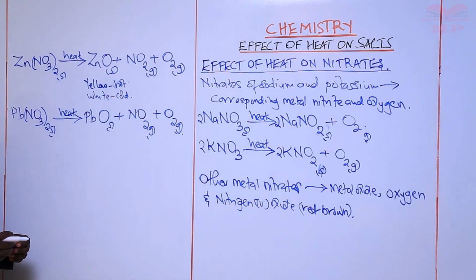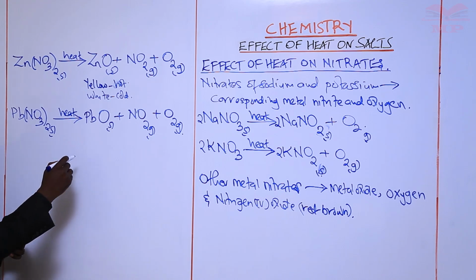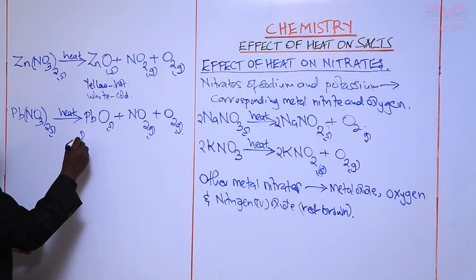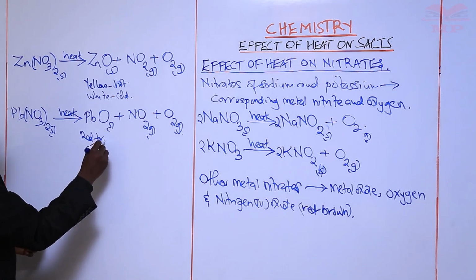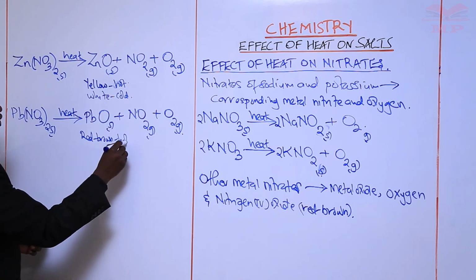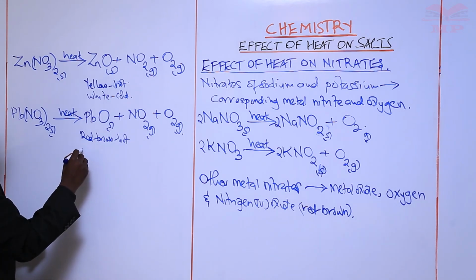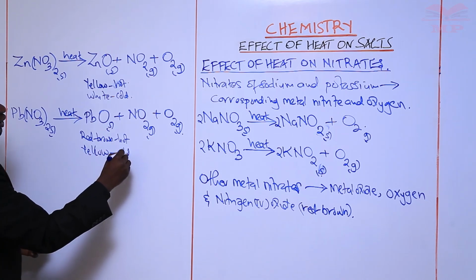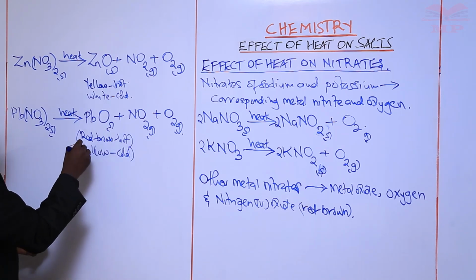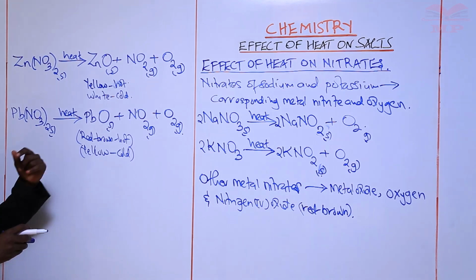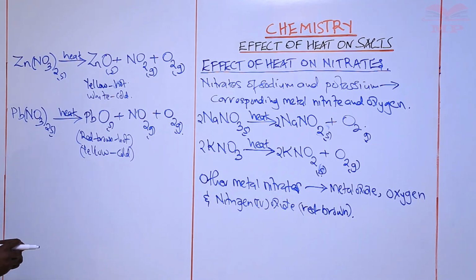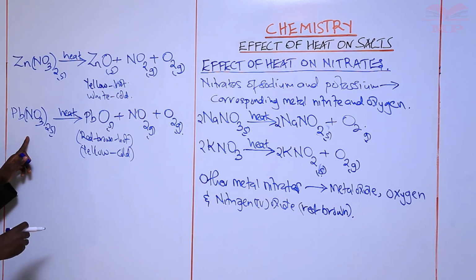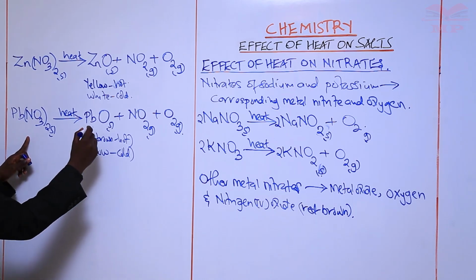So we mentioned earlier on the color. Lead oxide, when it is hot, is red-brown in color, and then on cooling, it is yellow in color. That is lead oxide. So it's also good we remember to balance our equations. We start by balancing.